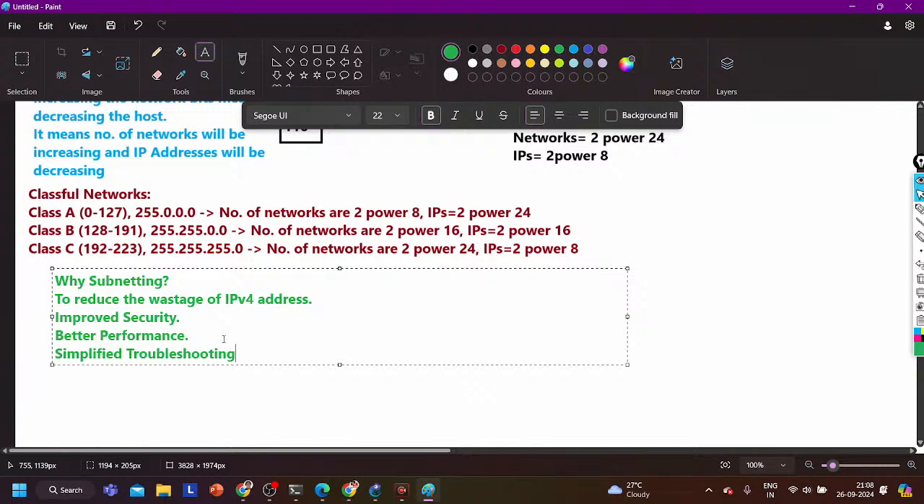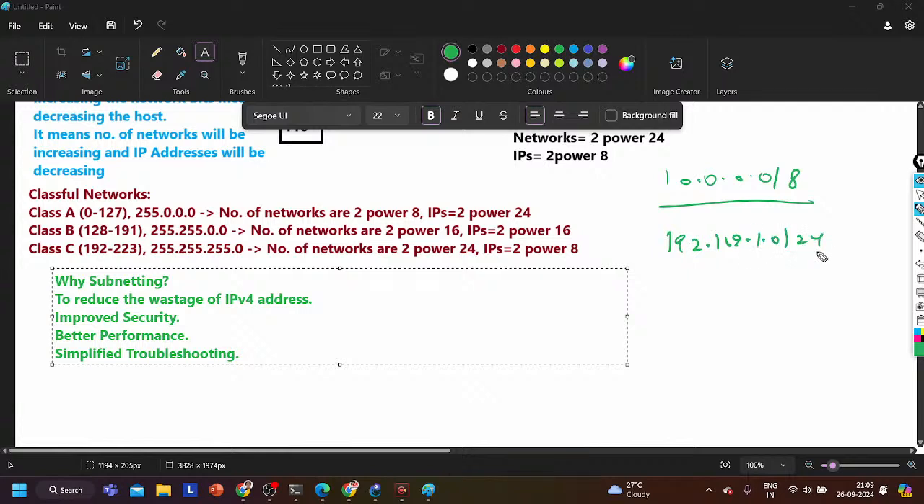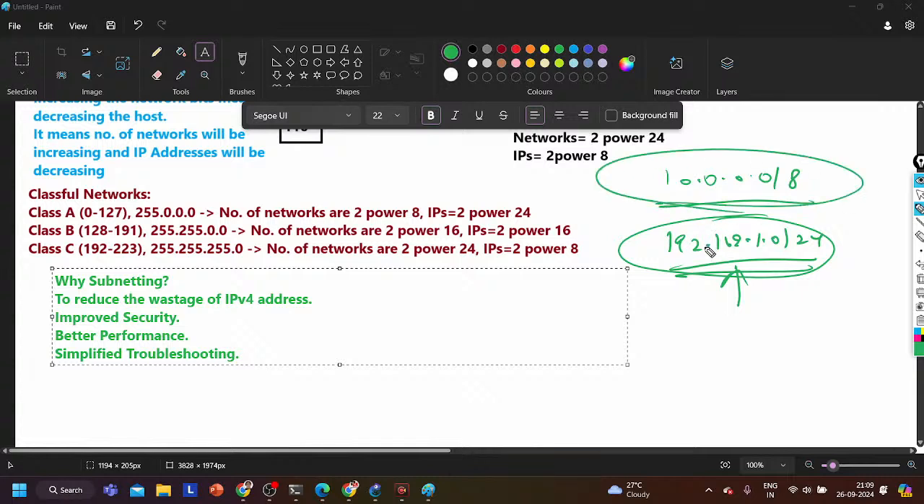You tell me, you have two scenarios and there is a problem, you are troubleshooting. One is 10.0.0.0/8, this is the subnet. Another subnet is 192.168.1.0/24. Which will be easier for you to troubleshoot? Definitely this one, right? Because the number of IP addresses is less in this network as compared to this.